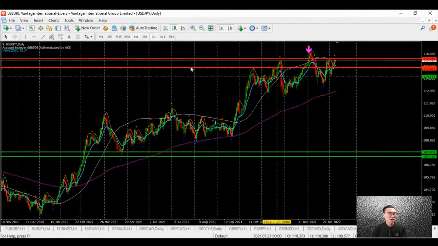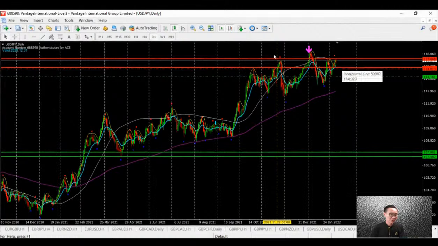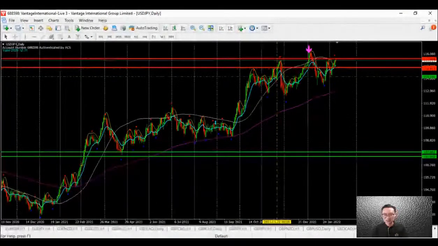Dollar yen is still in the zone here. Usually when it comes to a zone like this, you know I'm not going to trade. There's going to be a lot of fluctuation, a lot of turbulence. So I'm not going to risk my money on this kind of trade.